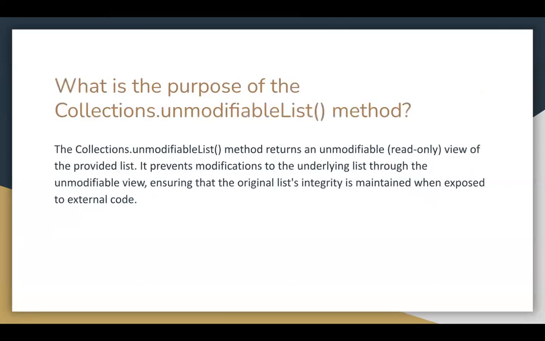What is the purpose of the Collections.unmodifiableList method? So the Collections.unmodifiableList method returns an unmodifiable, that is read-only, view of the provided list. It prevents modification to the underlying list through the unmodifiable view, ensuring that the original list's integrity is maintained when exposed to external code.